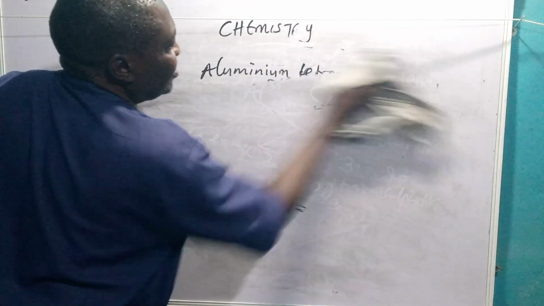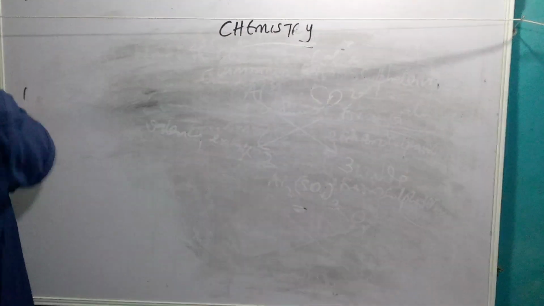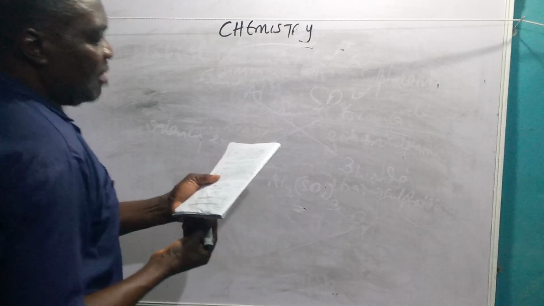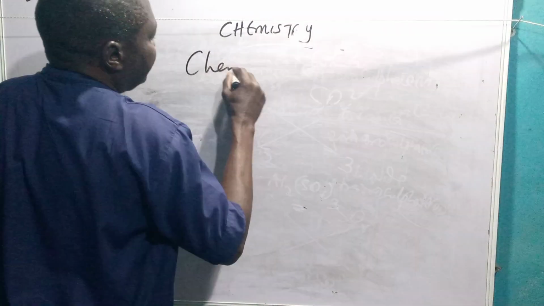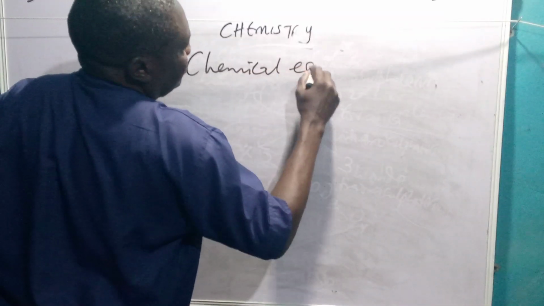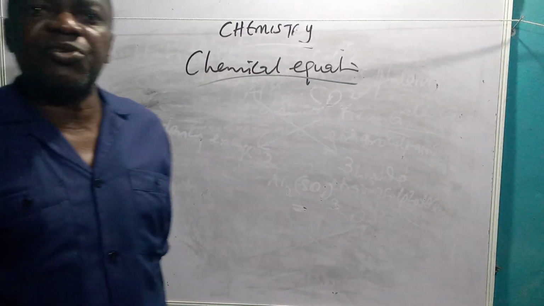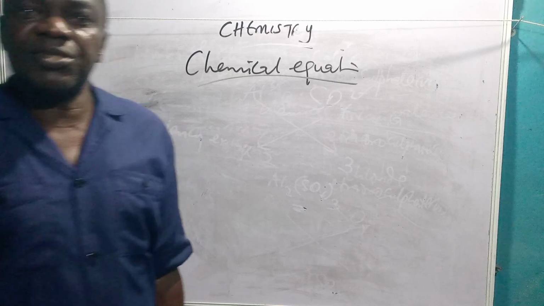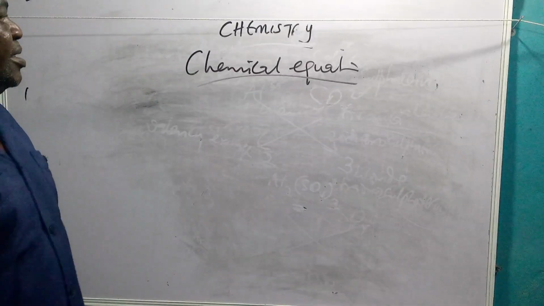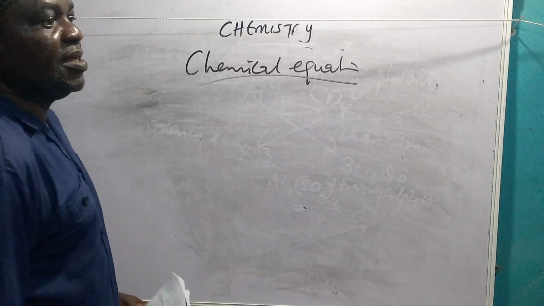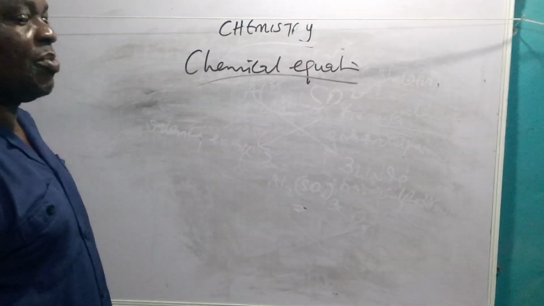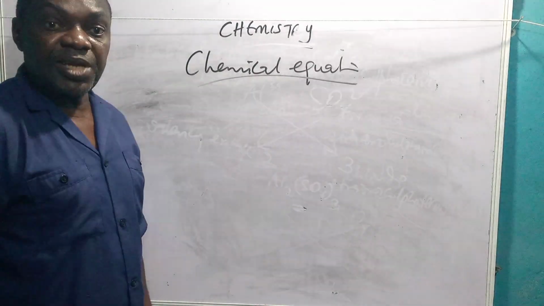Now, let's go to balancing of chemical equation. We'll also give you a very few ones. First of all, chemical equation. Chemical equation by definition is the process of representing chemical change using symbols and formulas. That is what we call chemical equation, representing chemical change using symbols and formulas.